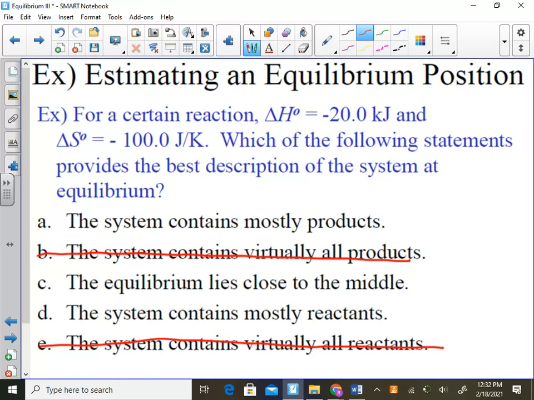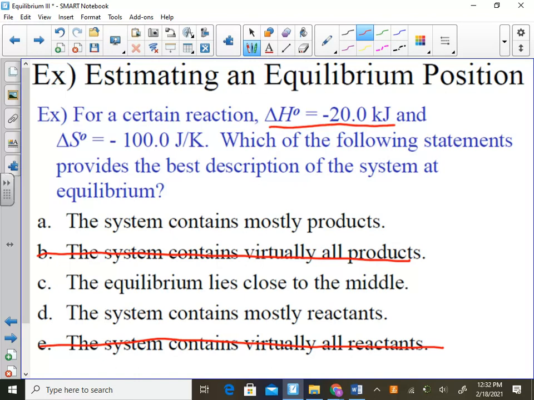So you have a reaction and you have delta H is negative 20 kilojoules and delta S is negative 100 joules per Kelvin. Which of the following statements provides the best description of the system at equilibrium? So does it contain mostly products or mostly reactants, or is it somewhere close to the middle? So how would you do this?